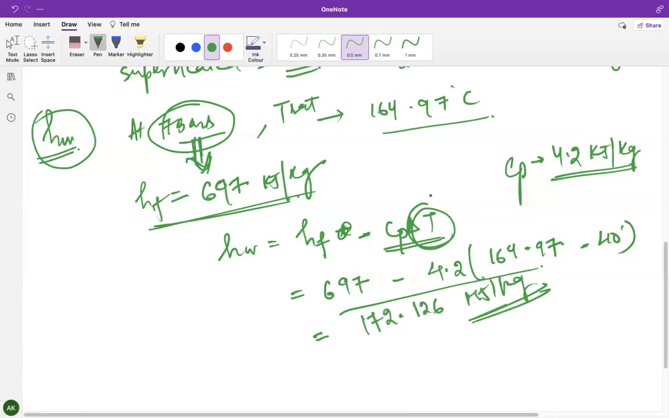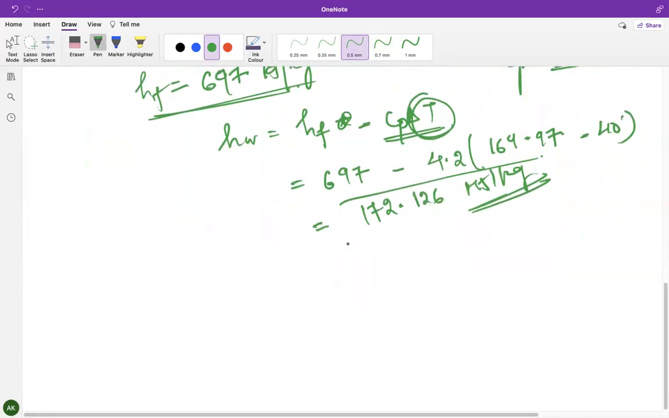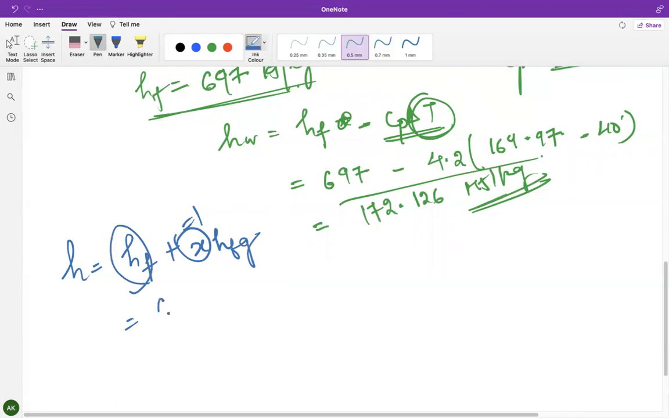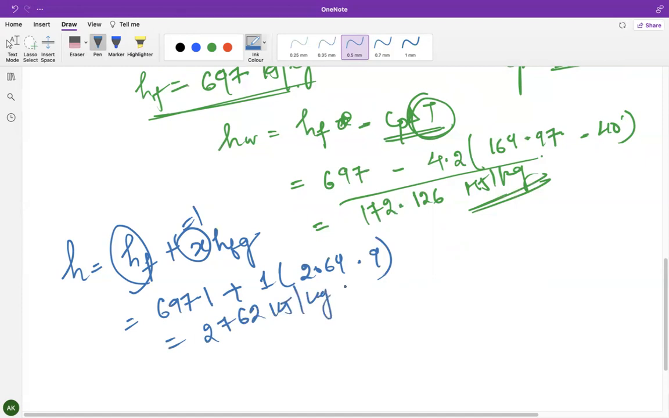After that, we need to calculate the enthalpy of vapors at 7 bars, which are your vapors. So for that, hf plus x times hfg. For vapors, x is equal to 1. So at 7 bars, hf is given as 697.1, x is 1, and hfg from your saturated steam tables, its value is 2064.9. Then this comes out to be 2762 kilojoules per kg.